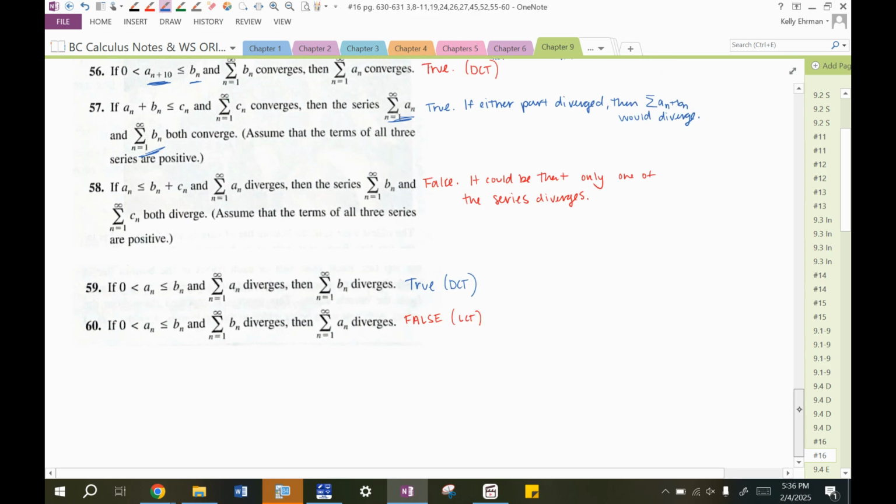All right, and then 59, if A is less than B and A diverges, then B diverges. That's true. That's the other part of our DCT. And 60 says if A is less than B and B diverges, the one on top, then A diverges. That doesn't have to be true. It might be true, but it's false. And that's why we have LCT, because we don't really know what's happening with the one on the bottom.